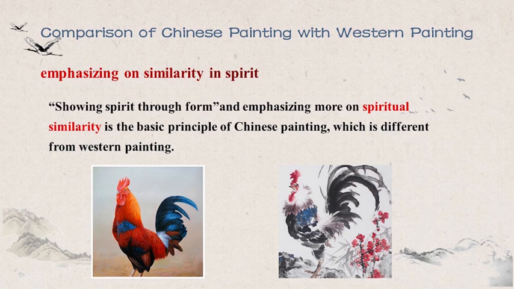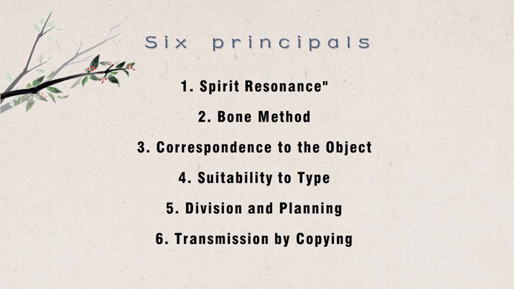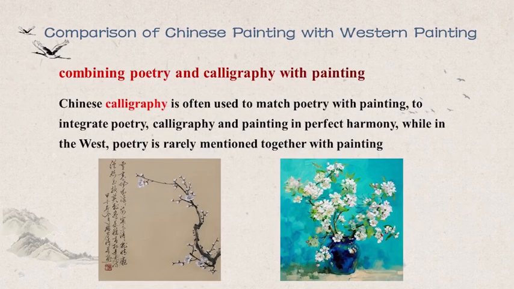Secondly, emphasizing similarity in spirit. In the Southern Dynasty, Xie He, the first Chinese painter-theorist, put forward the theory of 6 principles, putting similarity in spirit in the first place and similarity in shape in the second, which has become the principle of Chinese painting art.